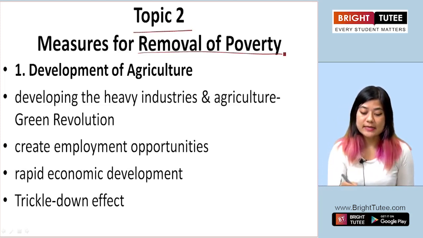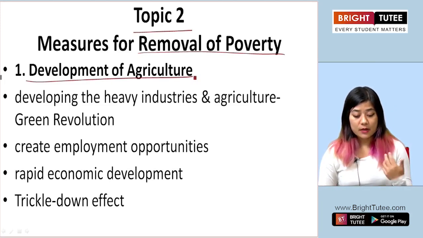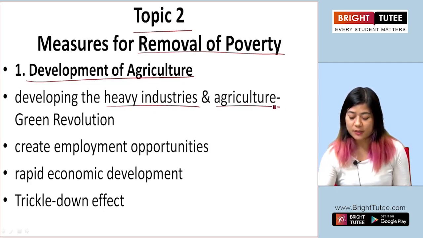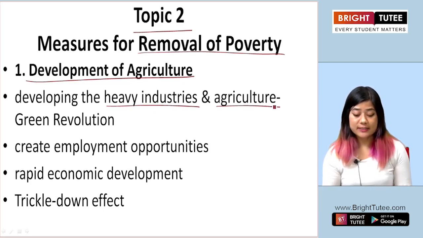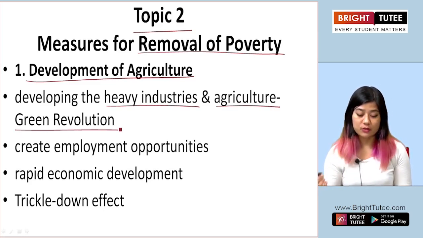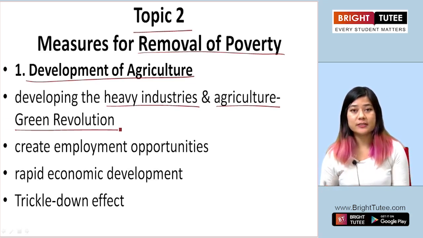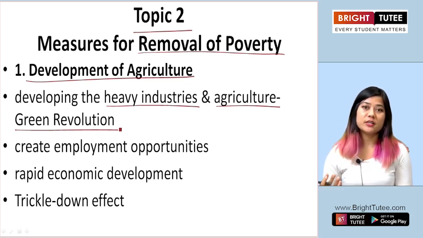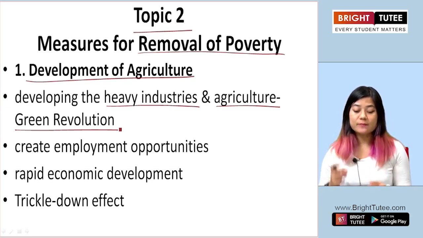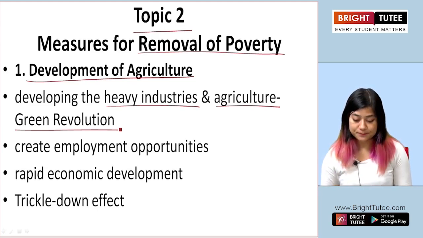The first one is development of agriculture. Now, with the development of heavy industries and agriculture, in the agricultural sector, the development that we can bring is called green revolution. All right, the improvement of agricultural techniques, the technology, the machines used for the purpose of agriculture. So if we develop industries and agriculture, we can remove poverty.